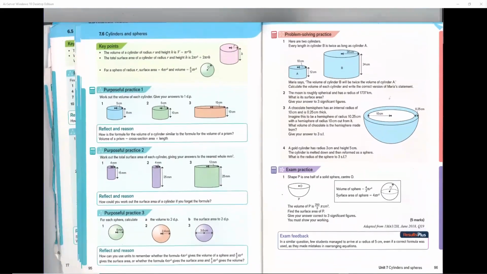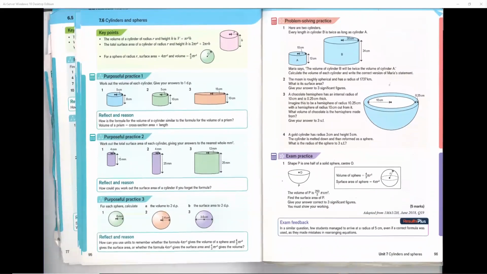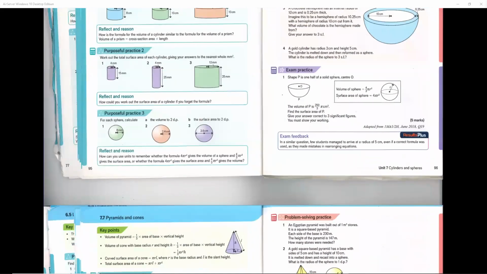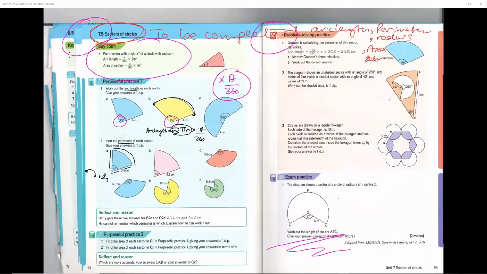Next we have cylinders and spheres. We haven't actually done the bottom part of that yet. So what else do we have? Everybody needs to do this now. I'm going to be sending you some worksheets.